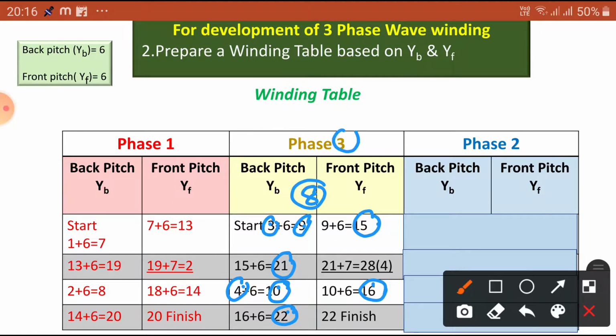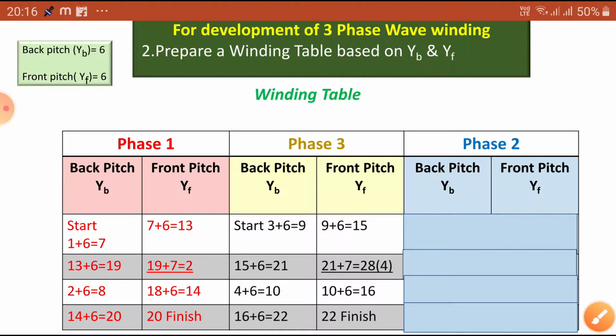Okay, so dear students, this is for understanding purposes, I am repeating. Similarly, you complete phase 2. In this case we started phase 2, that is the B phase. So the 5, 6, 11, 12, 17, 18, 23, 24 slots belong to this phase.